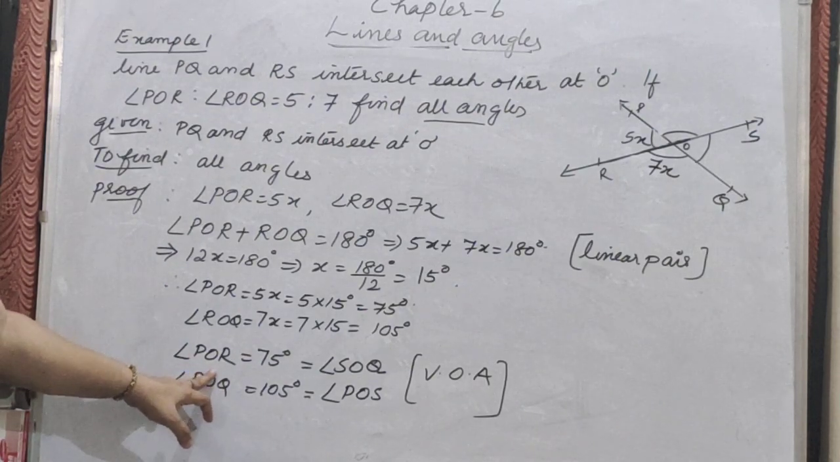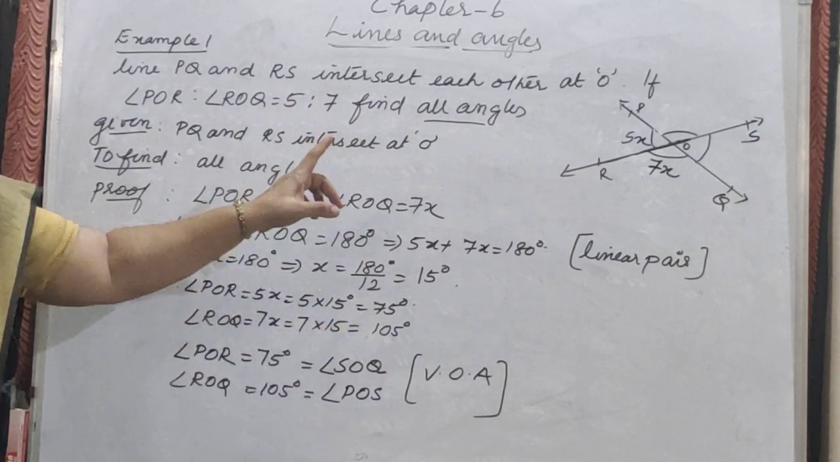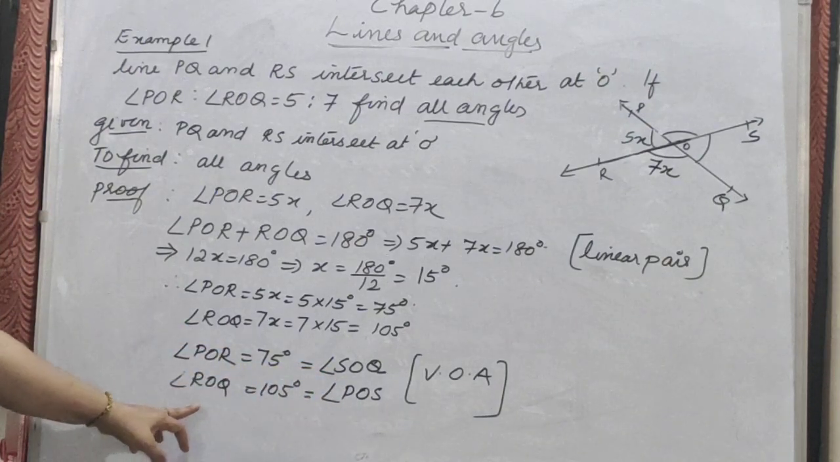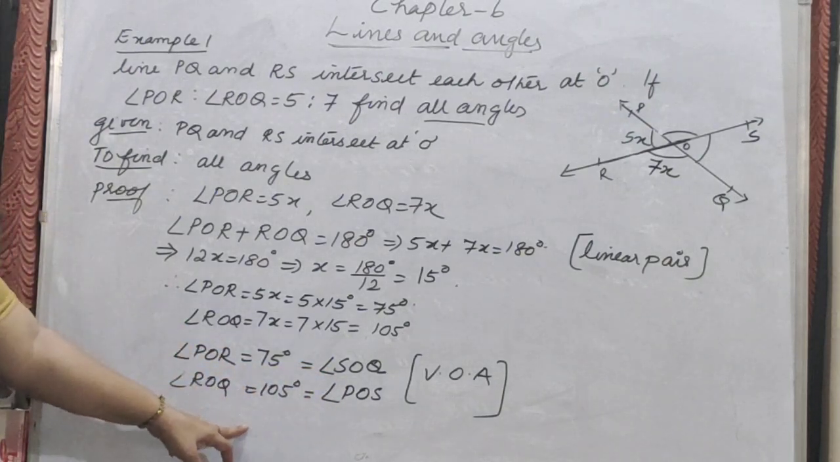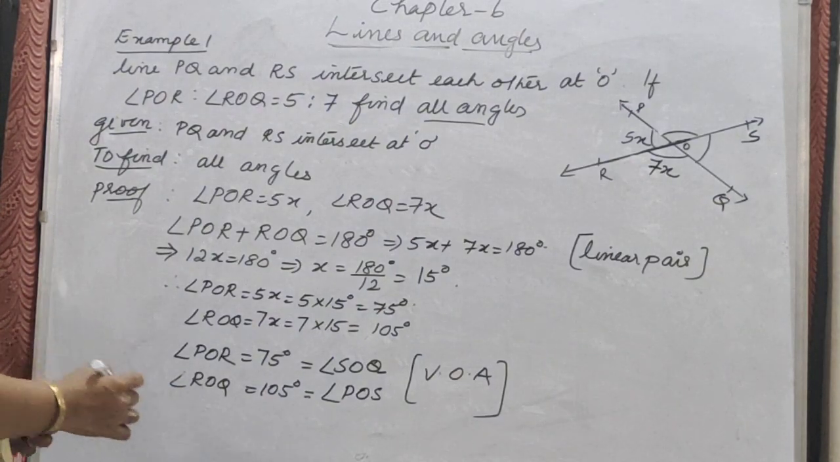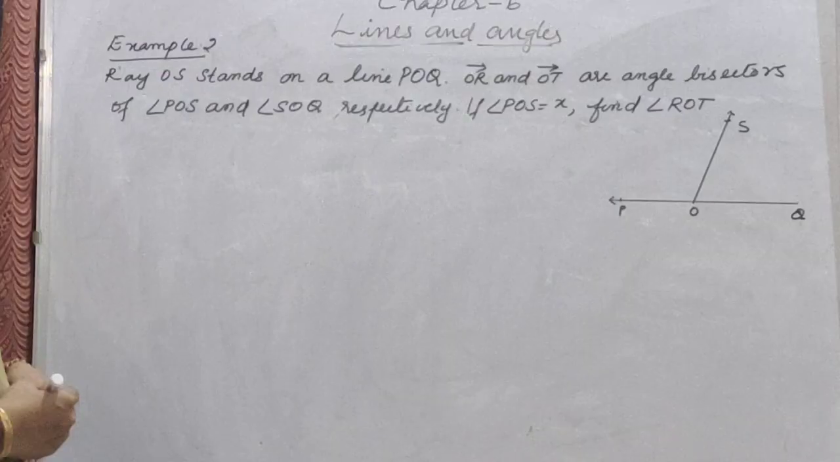So we should write like this: angle POR equals 75 degrees equals SOQ. See the figure. If you check this one, both are vertically opposite angles. Similarly, ROQ and POS are also equal to 105. Now conclusion: hence we have found the value. So here it is a question only. So underline the answer. Thank you.